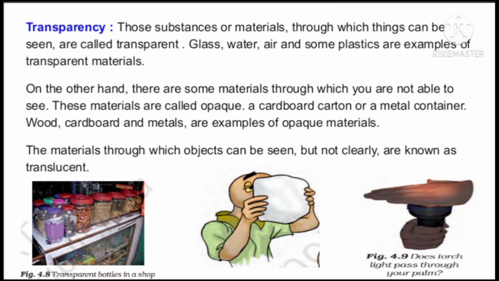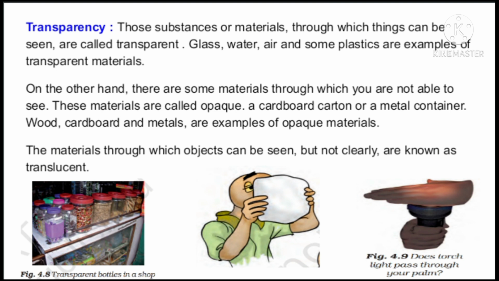So let's come to our next property, that is transparency. The substances or materials through which things can be seen clearly are called transparent. That means glass, water, air, and some plastics are examples of transparent materials. Glass allows us to see through it, water allows us to see through it, and air is always transparent, because air is everywhere.